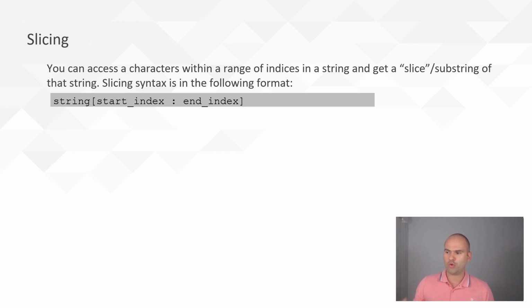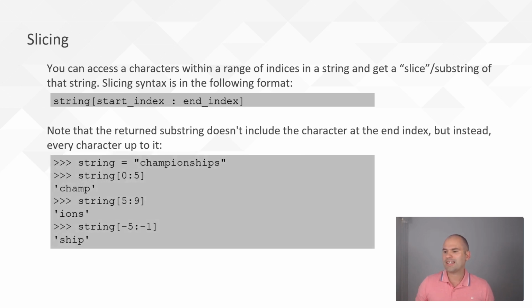You will also be able to leave either the start or the end blank. We're going to see what that does, but for now, let's look at this example. We have a string, and the string is championships. If you go square brackets 0 to 5, those are the first 5 characters in the string. Remember, the indexes of those 5 don't reach 5: 0, 1, 2, 3, 4. So the first 5 characters spell out champ. 5 to 9 is 5, 6, 7, 8, which spell out ions.